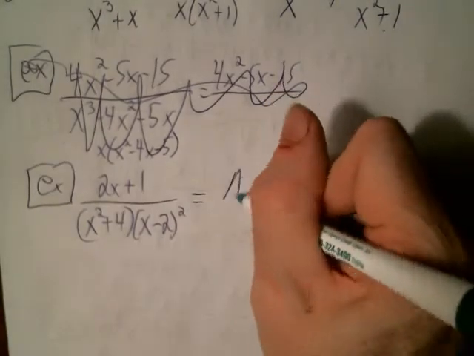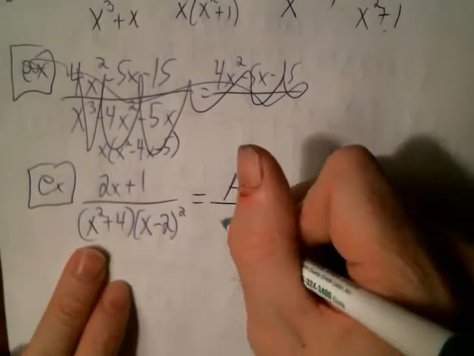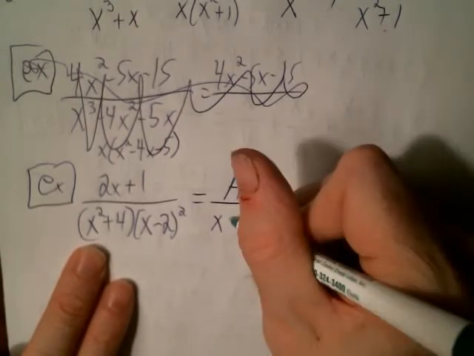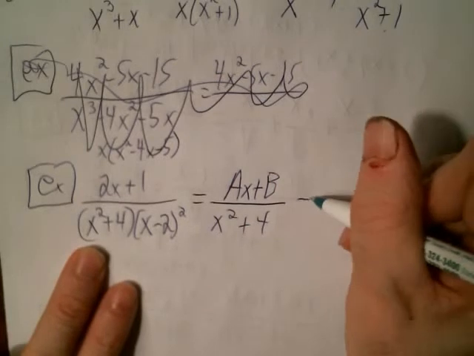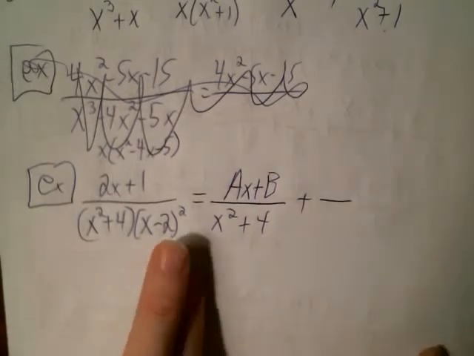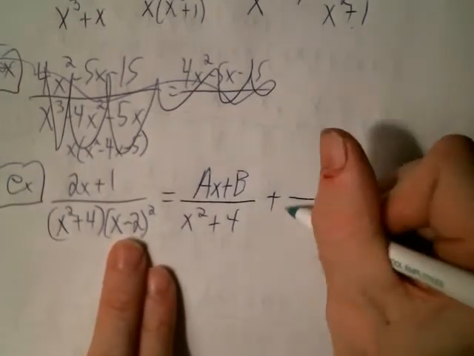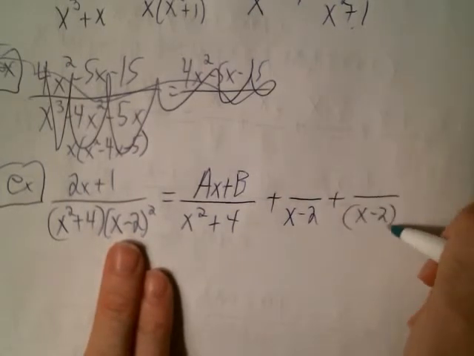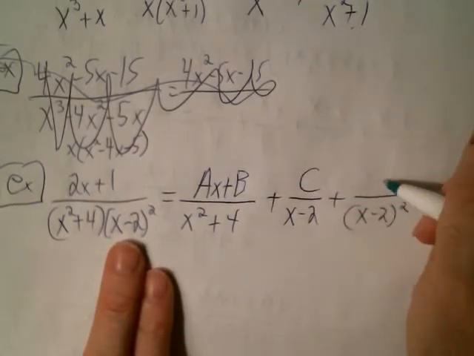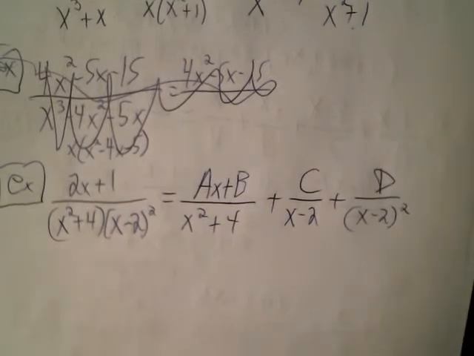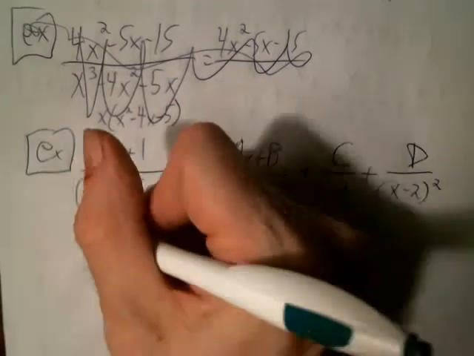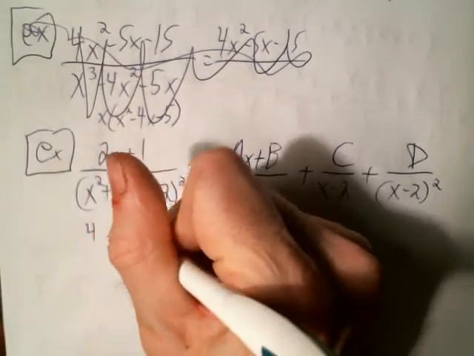So I need one fraction for the irreducible quadratic, x squared plus 4, and up top I have to put ax plus b. And then plus, I'm going to need two fractions for this. It's a repeated linear, so x minus 2, and then plus x minus 2 squared. Up top of this one, I put c. Up top of this one, you put b. So the last kind is the repeated irreducible quadratic.